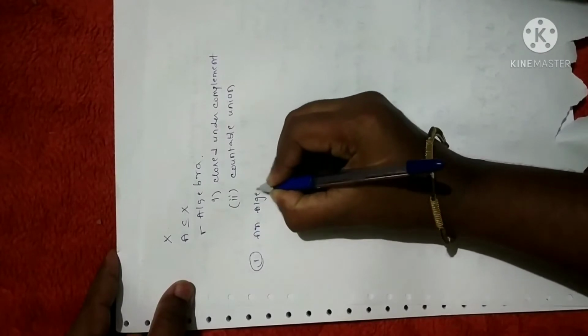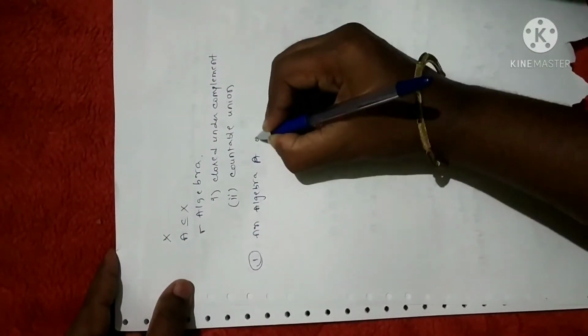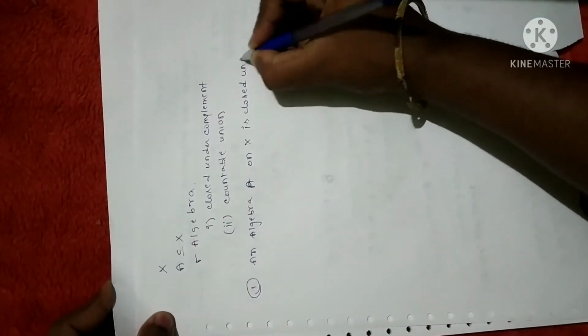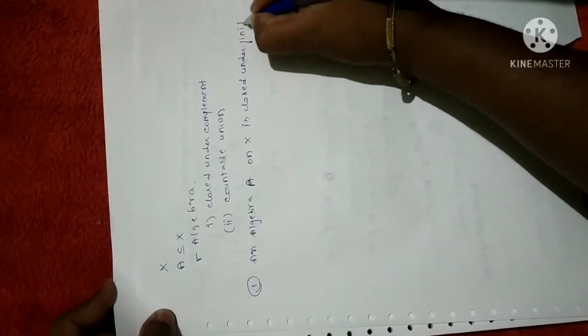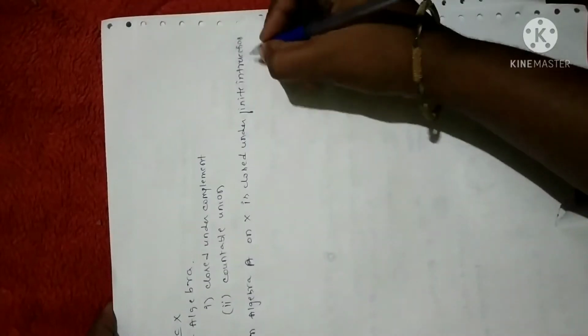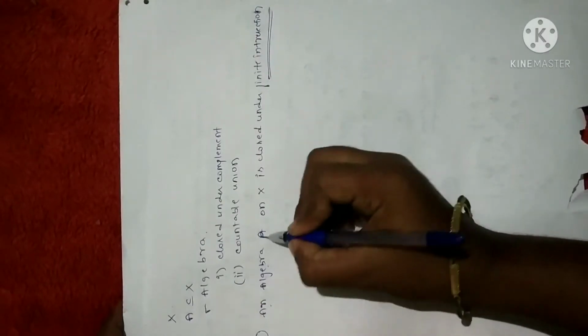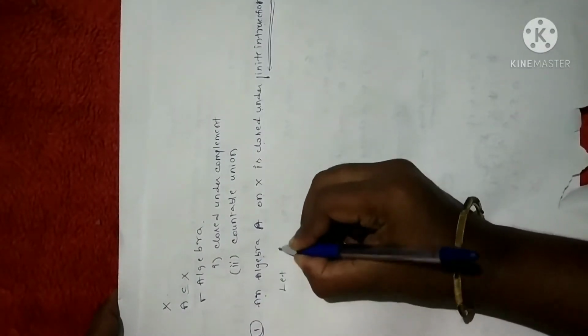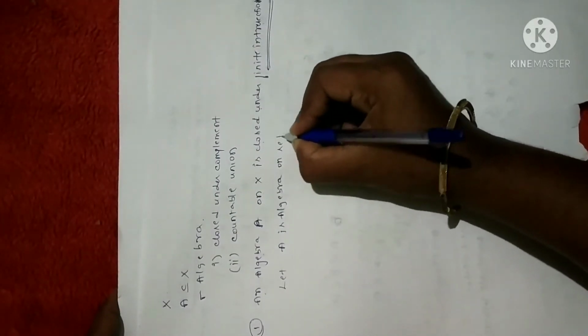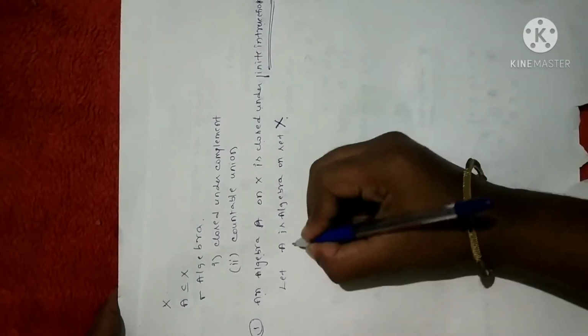Now, coming to the properties of sigma algebra. First property is that an algebra A on a set X is closed under finite intersection. Here you will get a clear picture of finite and countable intersection. An algebra A on a given set X is closed under finite intersection. It is one of the properties of sigma algebra. Suppose, let me take A is an algebra on set X. I have considered a set X and A is an algebra on X.